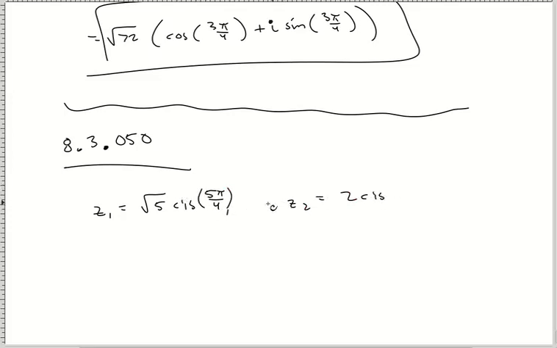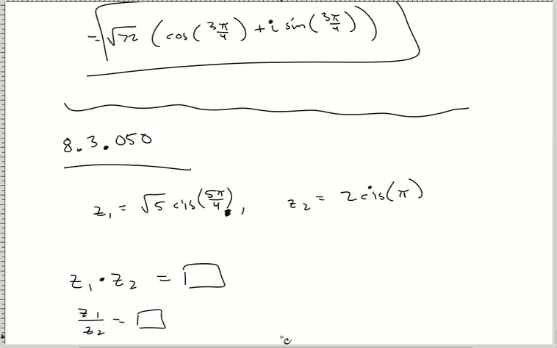Now, you might be wondering, did WebAssign give you CIS? No, I converted it. It was that long version for both of these. I'm just writing it more succinctly. What they want on this problem is Z1 times Z2. They want Z1 divided by Z2. Okay, so we need to find both of these to keep going. How are you going to multiply these? How are you going to divide them? I mean, what do you do?